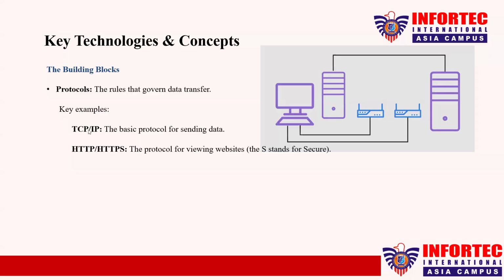So under protocols, we have basically two types: TCP/IP, and HTTP and HTTPS. TCP/IP is the basic protocol for sending data. So if you want to send data to someone, if you want to pass something to someone, then you use something called TCP/IP. And then when you access some websites in Google, then you use HTTP, HTTPS.